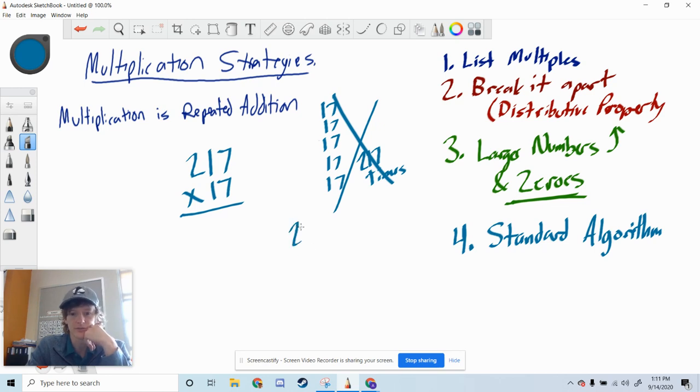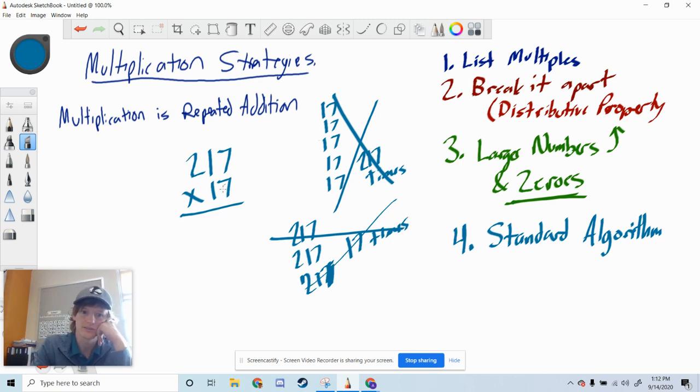Or we could do 217 plus 217 plus 217. We'll do this 17 times. And again, that's just asking for mistakes. So what we do here is we break this down into, well, I'm doing 217 times 7, and I'm doing 217 times 10. And that's what these two numbers are going to be. It's the exact same as what we just did in that last problem.